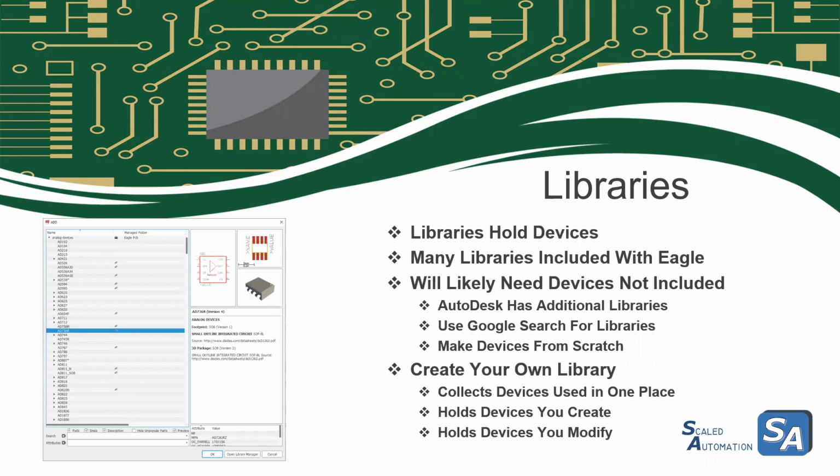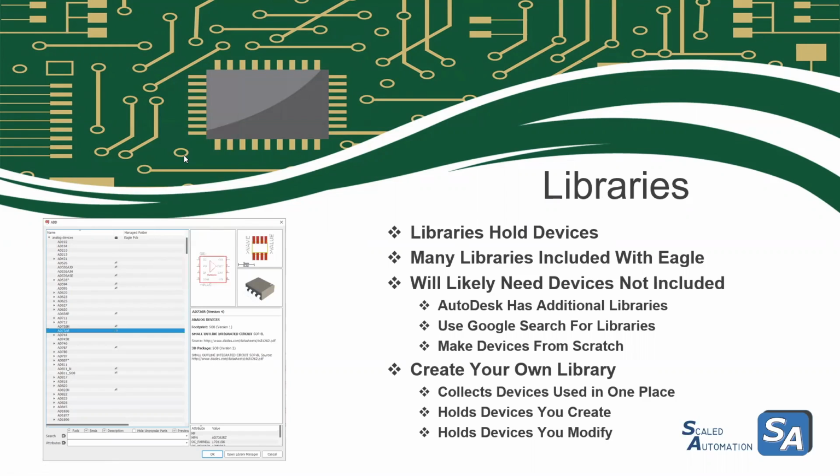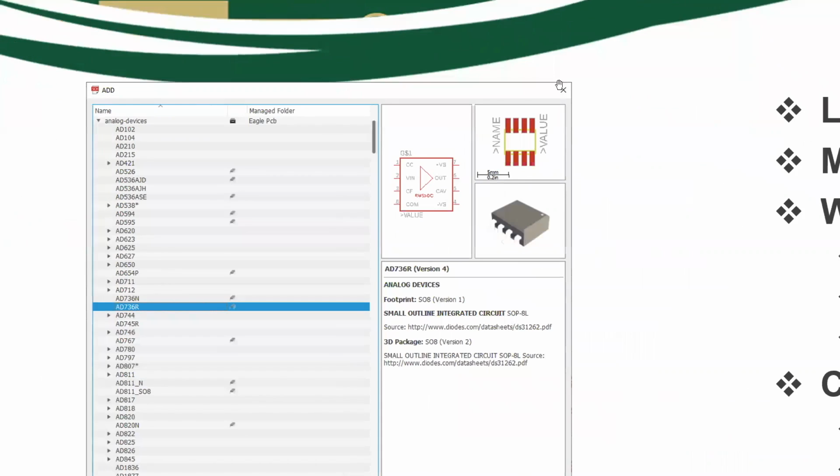So we're going to talk about it a bit. The important thing to remember is libraries hold devices, and device is used in this context to mean, I'm going to zoom in here again. It makes me want to do it twice every time. And so you can see up here in the upper right corner of this screenshot, there's a symbol on the left. There's what's called a footprint on the upper right, and then there's a 3D model on the lower right. Those are the three basic parts of it.